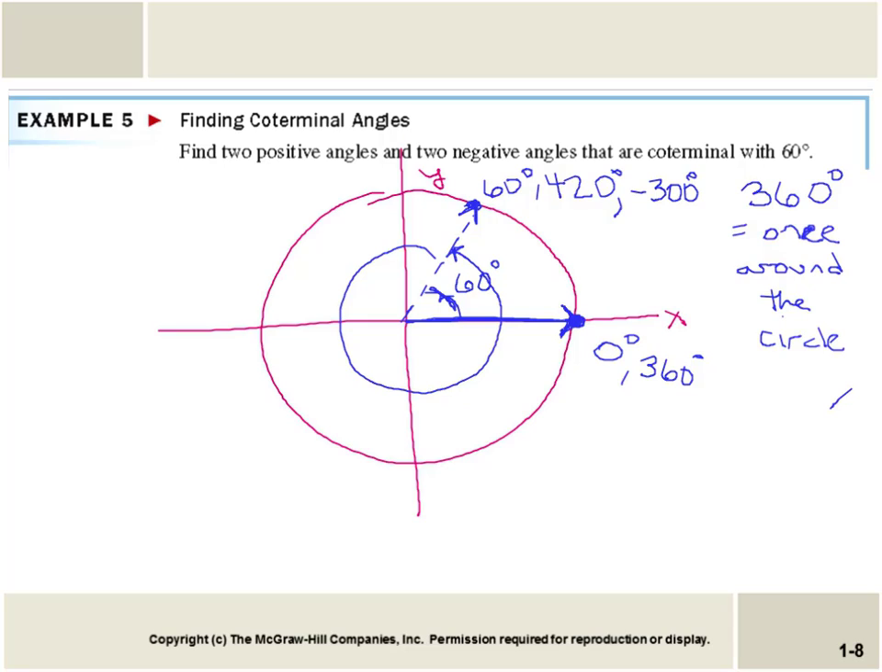This is called a coterminal angle. Coterminal angles are exactly the same place on a circle with varying degrees, either plus or minus 360 or some multiple of 360. Okay?